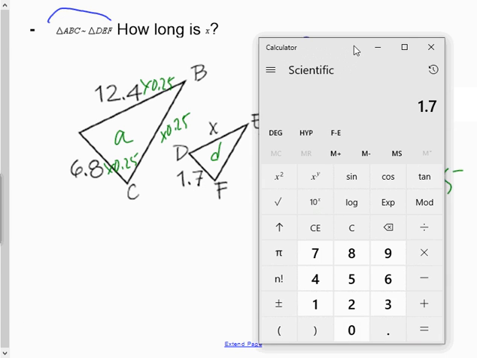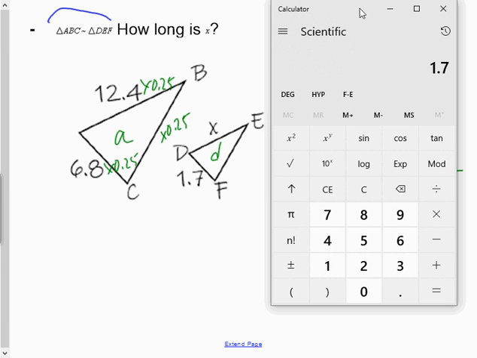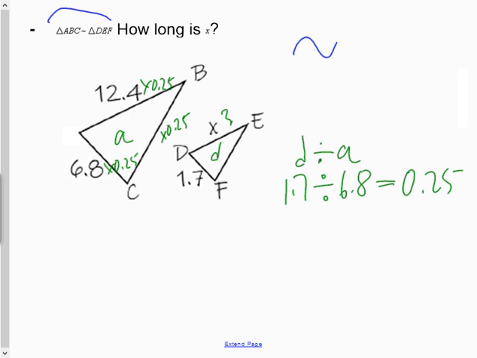So therefore, if I swing it over here, 12.4 multiplied by 0.25 equals 3.1. So therefore, x is 3.1 units. That is one way we can do it. That's called calculating the scale factor.